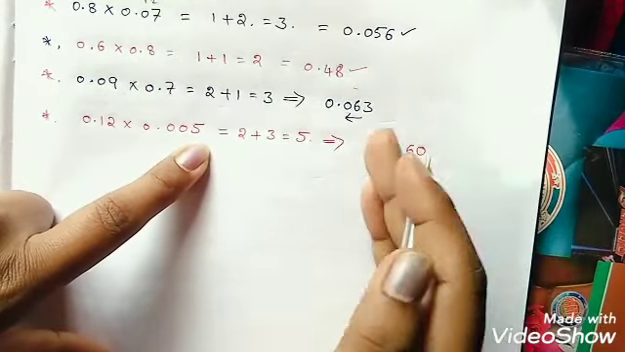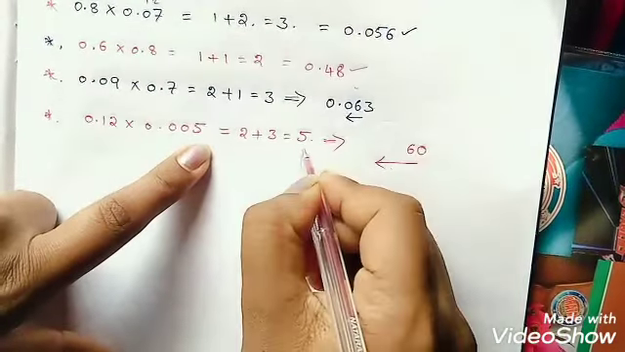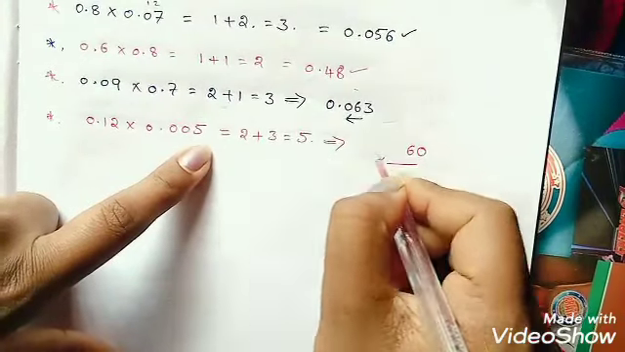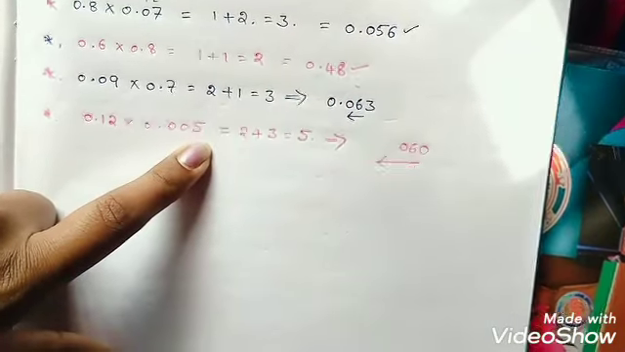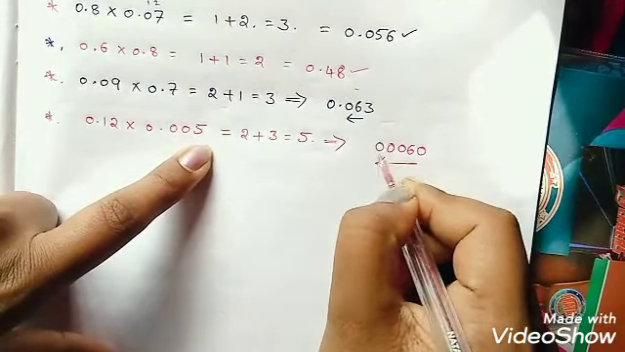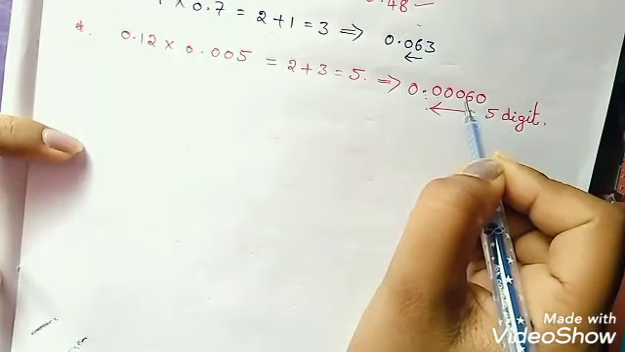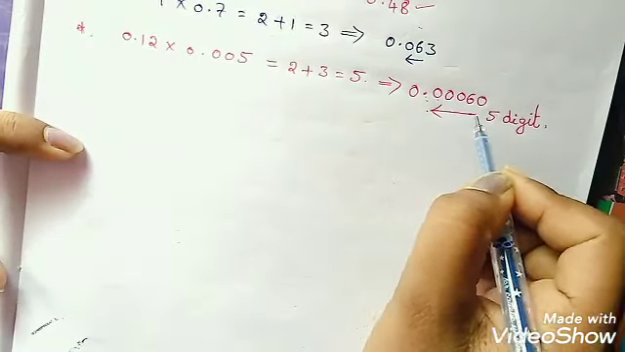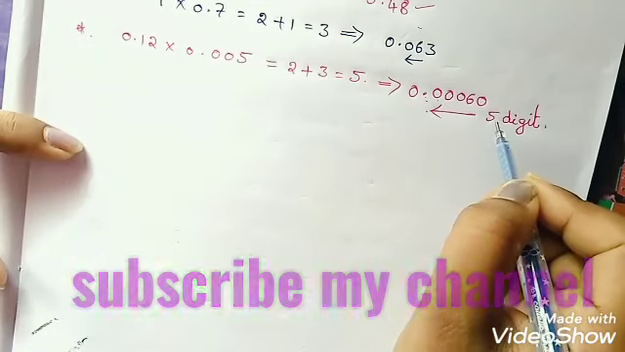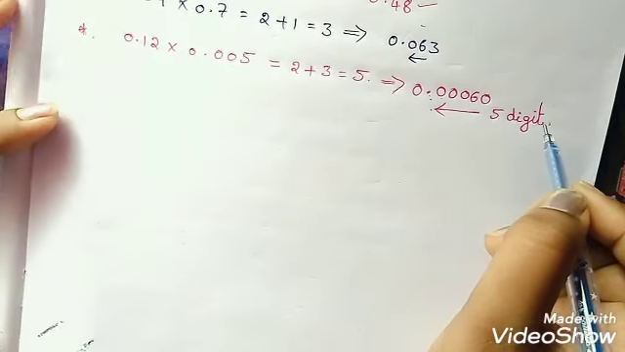You can count from right to left here, and like this you should get the answer. 5 decimal places, 5 digits you should get. 1, 2, 3. Here the answer is 0.00060, counting from right to left. Like this, if you count the digits, you must get a 5-digit number as the answer.